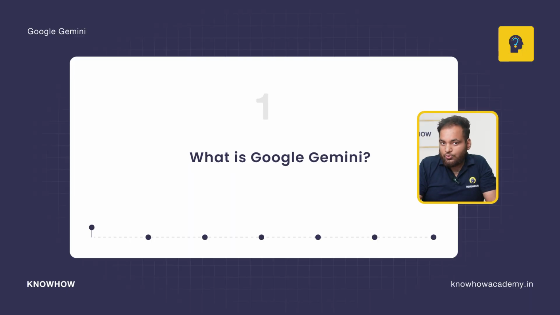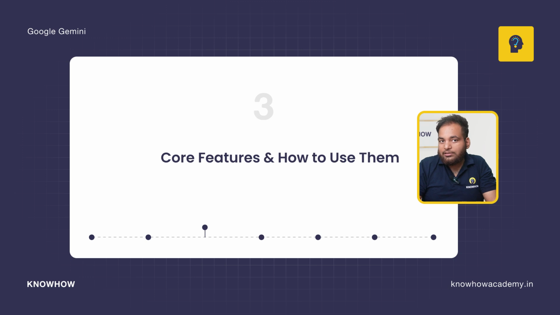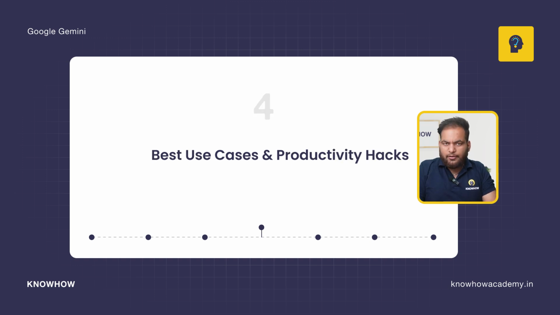First, we're going to see what is Google Gemini, a quick introduction to Gemini and how it differs from other AI tools. Then we will see how to access Google Gemini, a step-by-step guide. Then we will see core features and how to use them, like text-based AI capabilities: writing, brainstorming, summarizing, and so on. And fourth, we're going to see best use cases and productivity hacks, like how students, professionals, and creators can maximize Gemini with real-life examples.